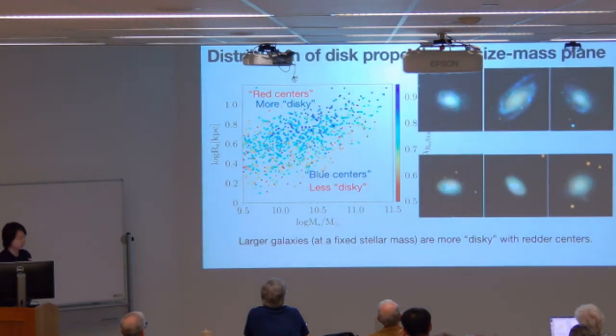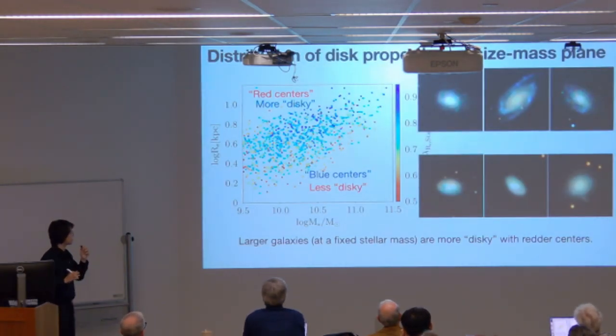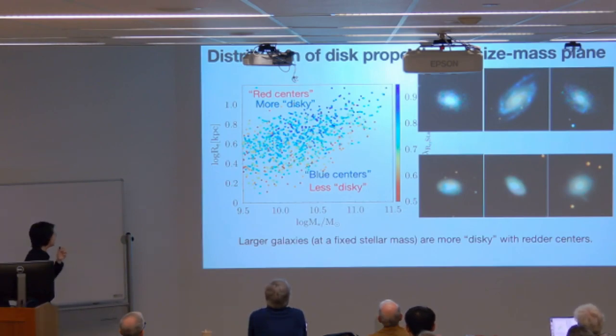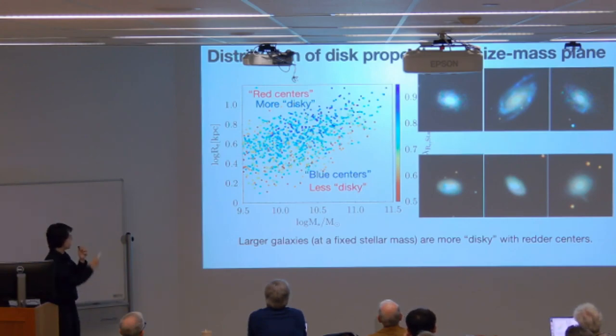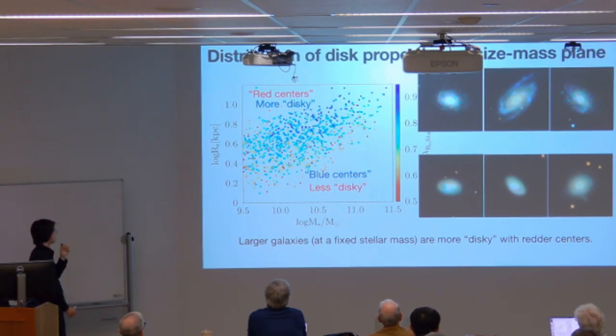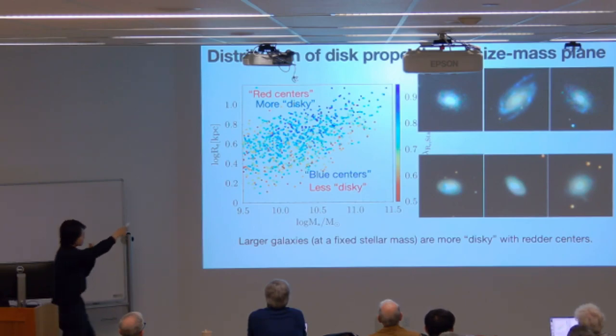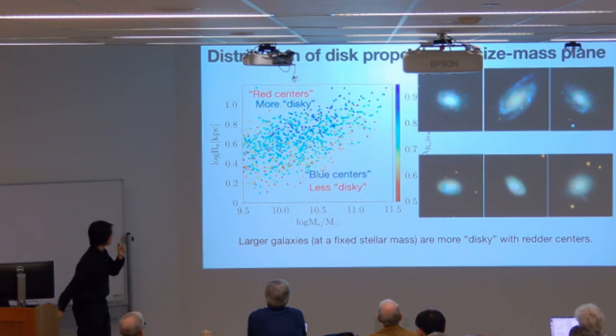So here, I come to a quick summary of what I just said about the properties of galaxies with different radii. This is the previous color I just showed, colored by galaxy kinematics. So galaxies with larger radii at fixed mass seem to be more disky, not only in kinematics but also in structures, and also show red centers instead of blue centers. And the galaxies with smaller radii tend to have blue centers. And here I show some example images of the galaxies.